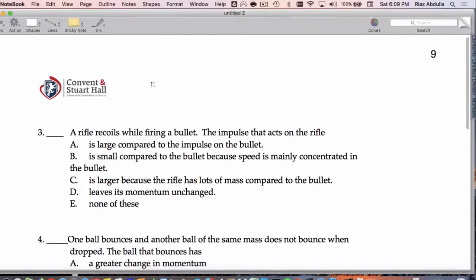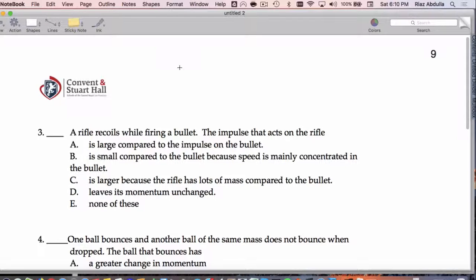So, a rifle recoils while firing a bullet. The impulse that acts on the rifle. Okay, the way we want to complete this sentence without looking at the multiple choice, the word we are looking for is equal and opposite.